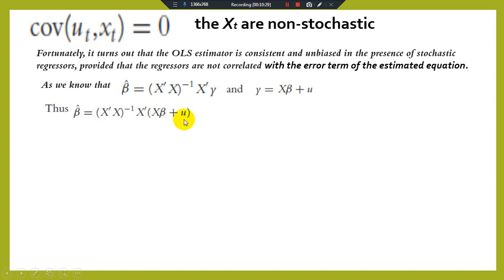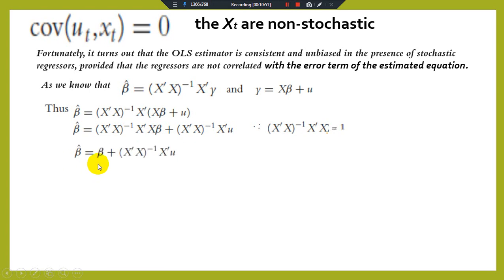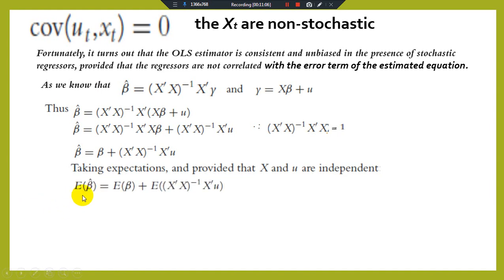Now this part of value multiplied by this and this, we get this. So see, this is a very simple multiplication. Now see that this part will be cancelled out. We can say that x prime x whole inverse multiplied by x prime x is equal to 1. So this will be cancelled out and we get beta hat is equal to beta plus x prime x whole inverse x prime u. Now we take the expectations, provided that x and u are independent. We get expected value of beta hat is equal to beta plus expected value of x prime x whole inverse x prime u.